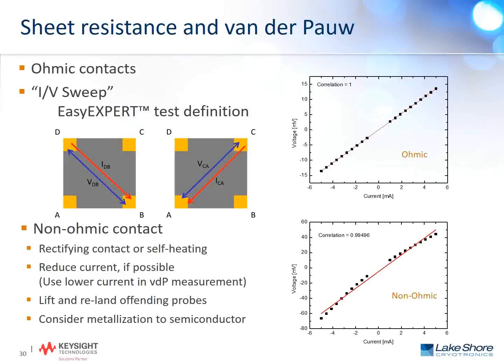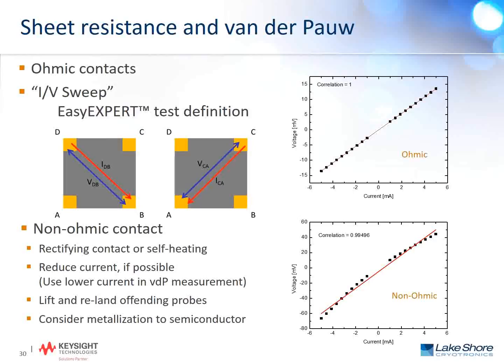First is to reduce the current if possible. If the voltage noise in your measurement allows for that, reducing current is really a good first step. And then correspondingly, you want to use that lower current in the van der Pol measurement.